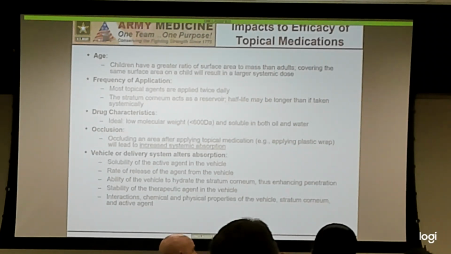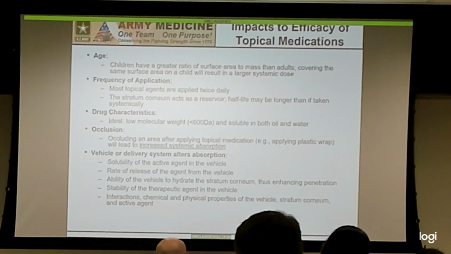Frequency, how often am I having to apply it? Most of the time with different medications, especially when we're talking about derm, they will use it twice a day, okay? But depending on how long that half-life is, depending on your skin, the condition that your skin is in will also determine how often you're doing it. Okay, our characteristics, this goes into the formulation, so we'll get to that. Occlusion, we talked about that already.